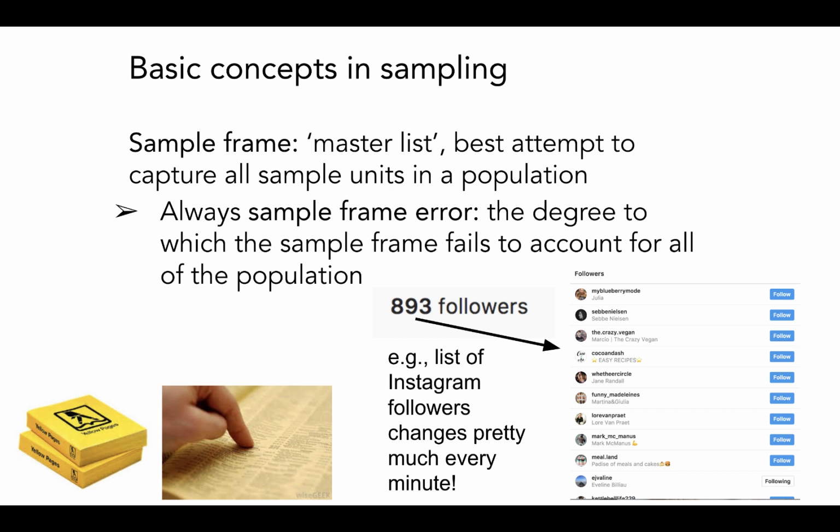So inevitably, when you have a sample frame, there will be an error because some people will not be included in the list, even though they are in the population, and some people will be included in the list but are technically no longer part of the population. So you have these false positives and false negatives pretty much, and these are called sample frame error. So that's the degree to which a sample frame fails to account for all of the population, because such lists are never flawless.